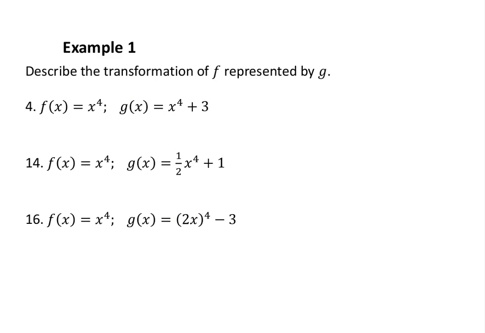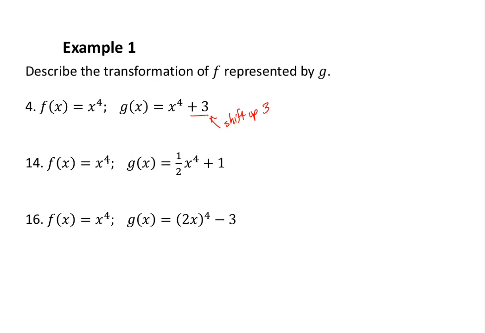All right, so our first examples just describe the transformation represented by g. So for number 4, here we start off with x to the 4th. Our function g takes that x to the 4th and adds 3 to it. That plus 3 was a shift up 3, or a translation up 3.